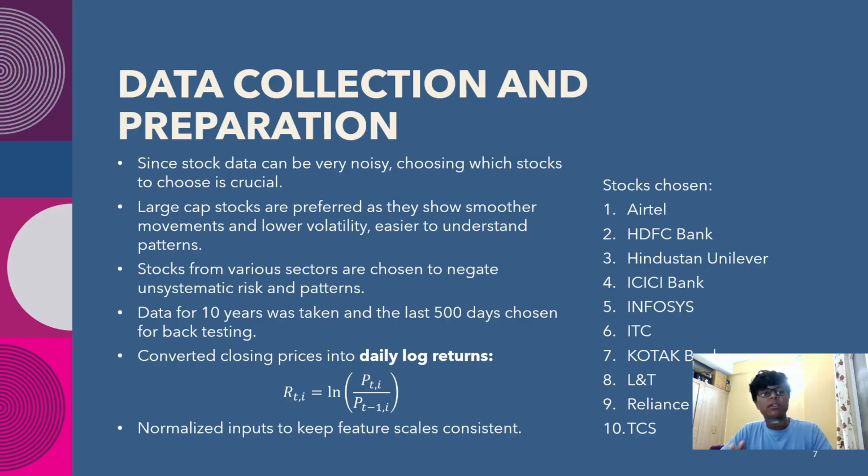So large cap stocks are preferred as they show smoother movements and lower volatility, and easier to understand patterns. I will choose stocks from various sectors so that you can negate sector risk, or unsystematic risk, and whatever patterns there are will be diversified as much as possible. I've taken data for about 10 years, and the last 500 days, close to 1.5 years, is chosen for backtesting.